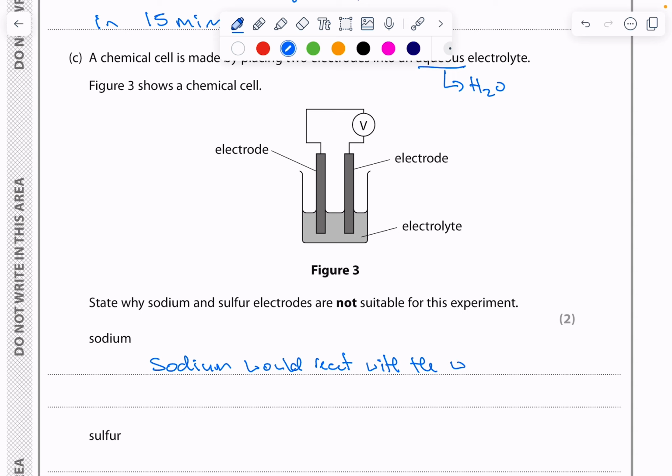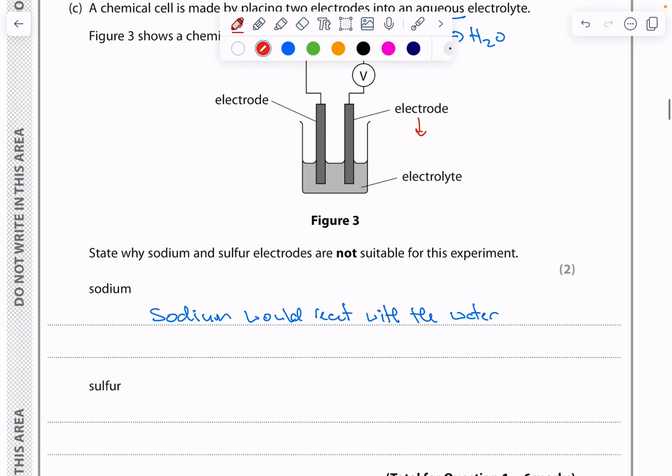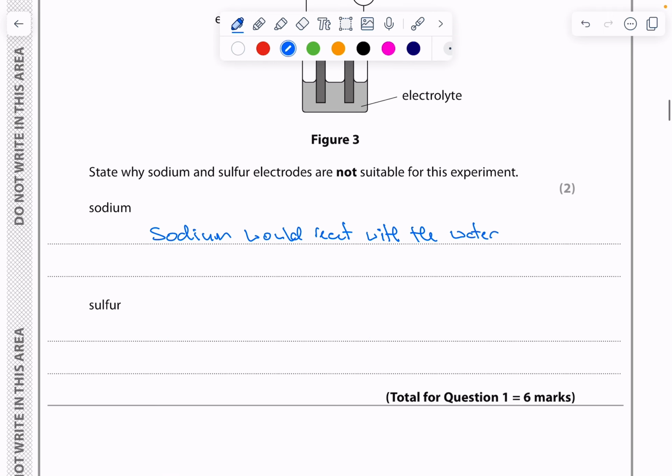with the water. The second thing, sulfur is a non-metal and it does not conduct electricity. And if I want to use a material for an electrode, it has to be able to conduct. So they have to be good conductors. So my second reason here is sulfur will not conduct electricity, and that's why we don't use sulfur.